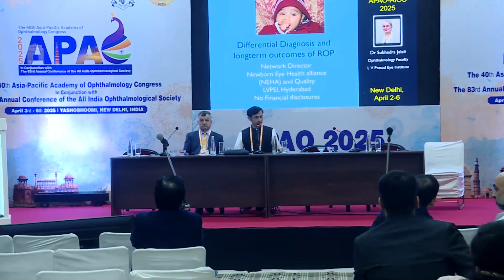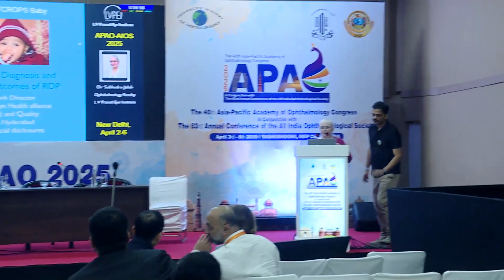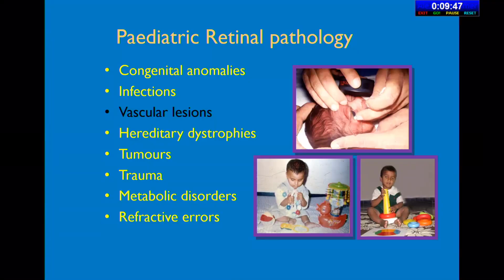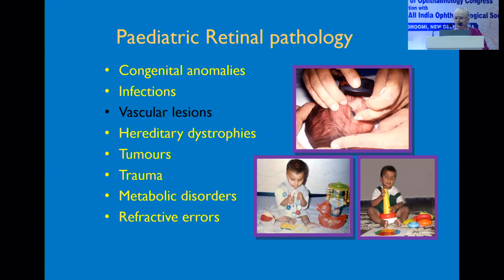Hello everyone, thank you for being here. So I'll try to be brief. The pediatric retinal pathologies, all of them can mimic ROP, and sometimes we miss them. So different stages of ROP can mimic a different course of the disease. But I will be highlighting more about the vascular lesions and a few others.